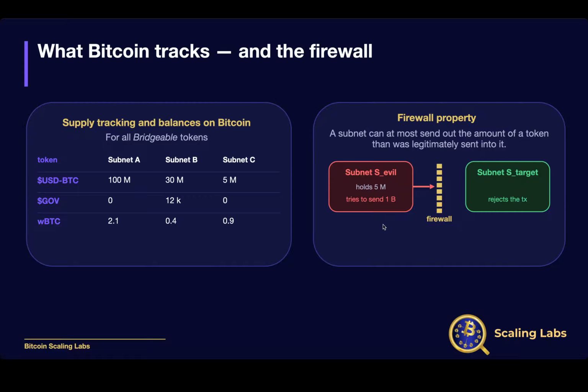So if there is an evil or a compromised subnet, which holds, for example, only 5 million of a token, and it tries to send out multiple transfers that total 1 billion, then the recipient subnet will reject these transactions because they are tracking the balance of the evil subnet, and they know that it doesn't have as many tokens. And with that, let's jump into the live demo.